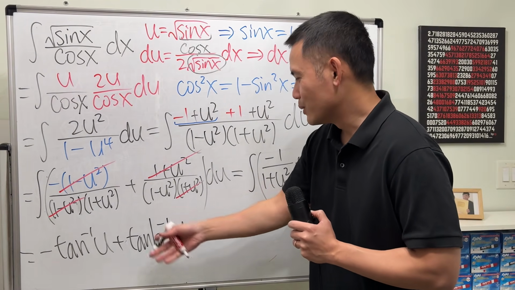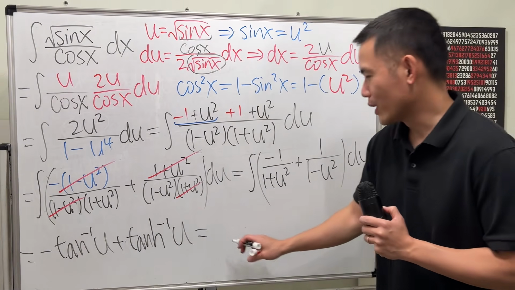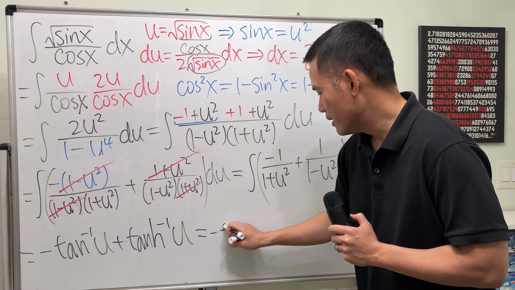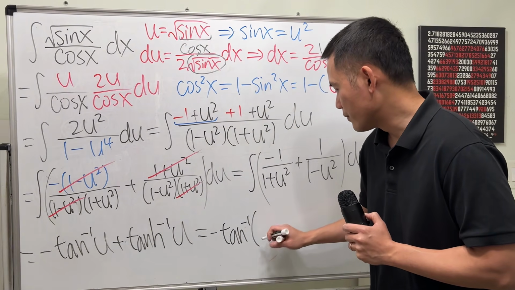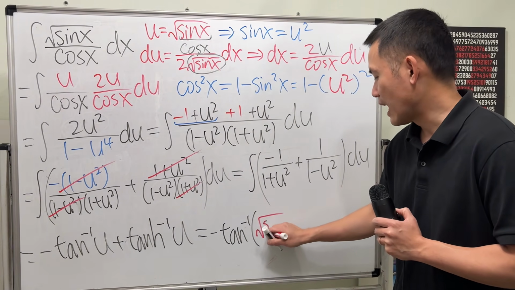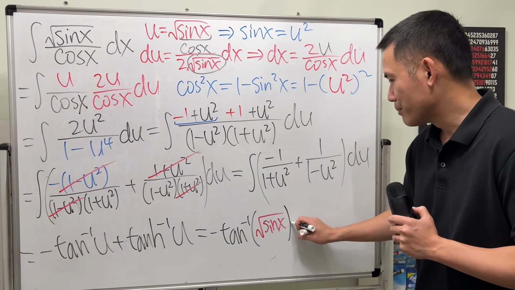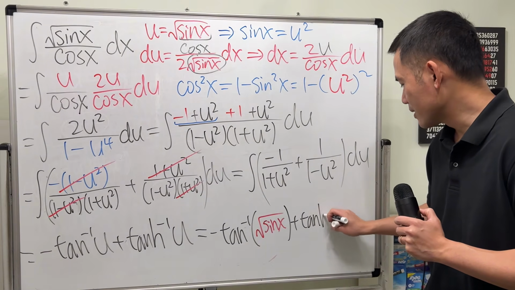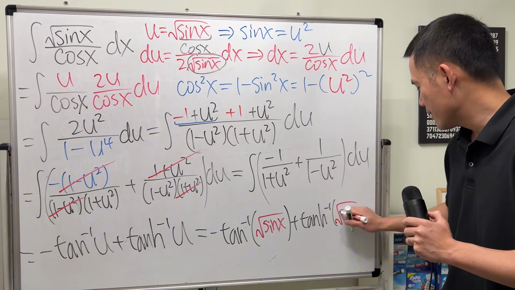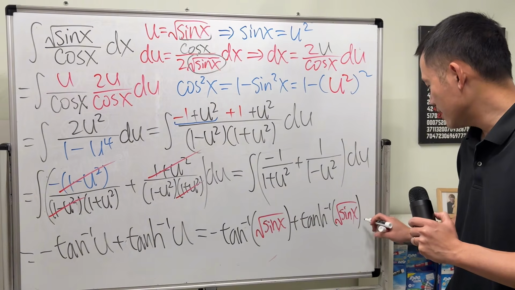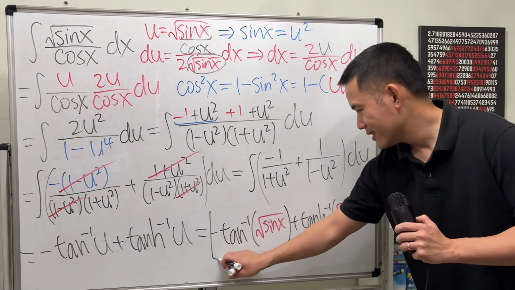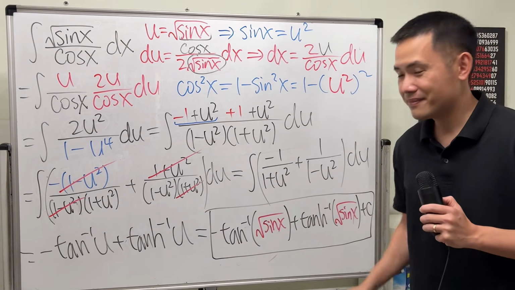All right, and finally, we just have to put the u back to the x world, and we are done. So negative inverse tangent of the u, which is square root sine x, and then plus inverse hyperbolic tangent of that, and then plus c, and then we're done. Just like that.